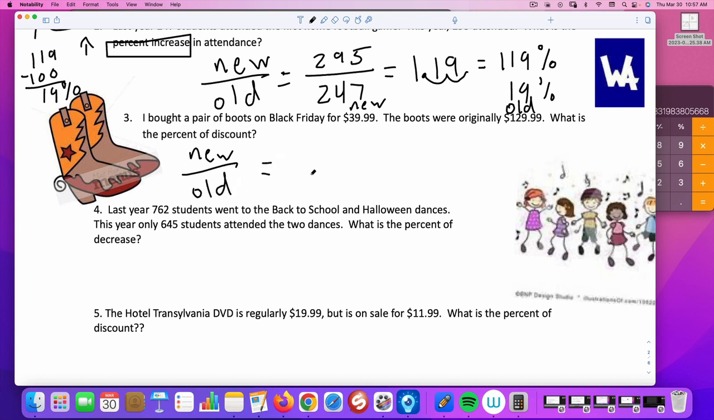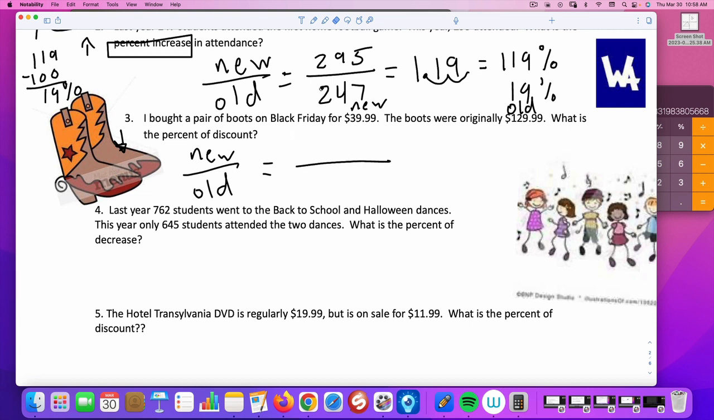What number's on the top for this one, Jackson? 129.99 is... and then old. Okay, before we divide it, is this a markup or a markdown? It's a decrease, so let's put an arrow down next to 3. Divide that. Wouldn't it be 39 over? Yeah, because it's new divided by the old. Yes.